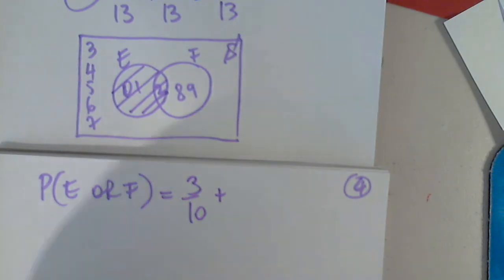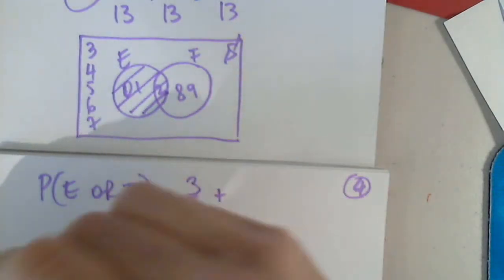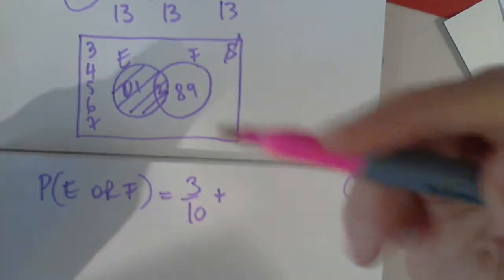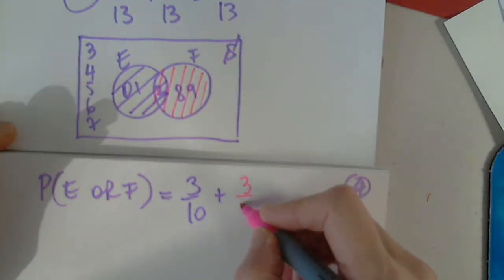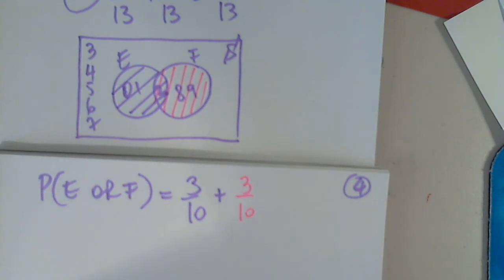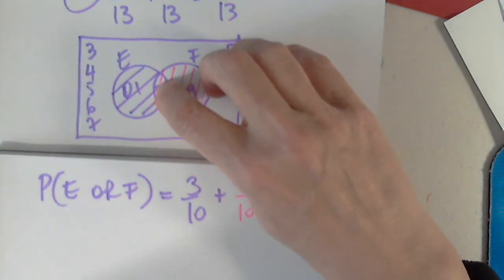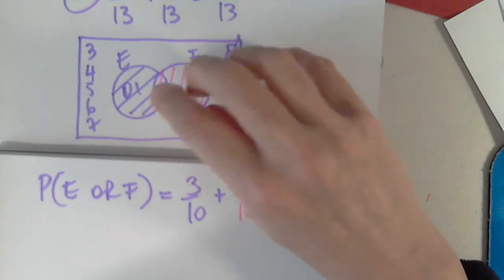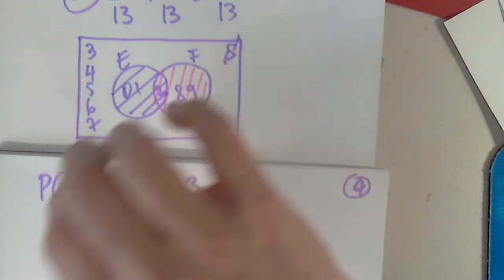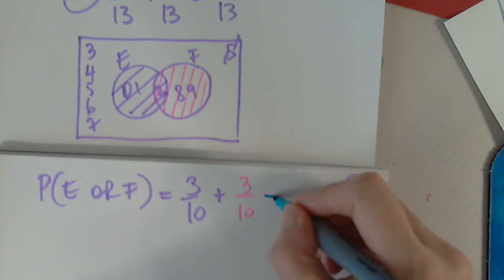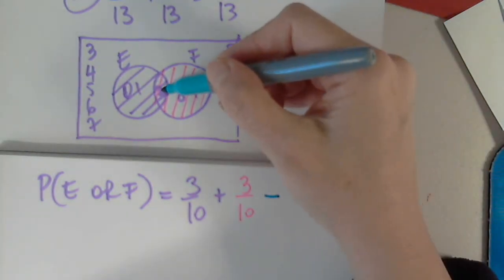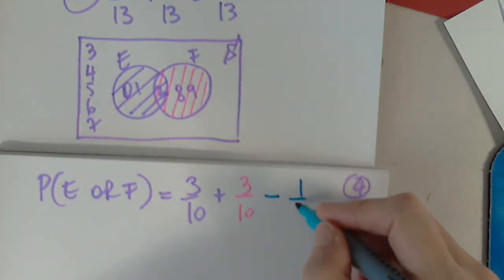If I add now the probability of F, this will give us another 3 out of 10. But because I counted the middle part twice, first in E and a second time in F, I now have to subtract it. So minus, how many outcomes are in here? 1. Minus 1 out of 10.